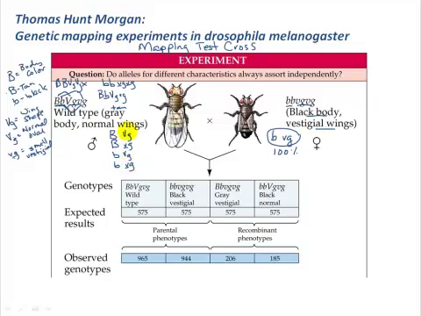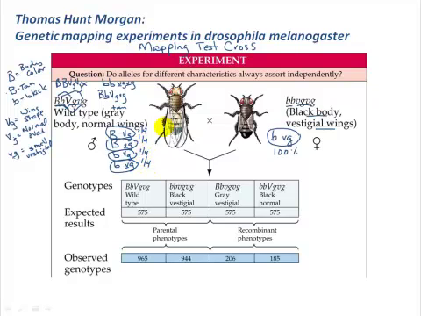And here they are. So if we think about it, 1/4 of the gametes would be expected to have the dominant allele for both. 1/4 would have the dominant allele for the color gene, recessive allele for the wing shape gene. 1/4 would have the recessive allele for the body color gene, dominant allele for the wing shape gene, and 1/4 would be expected to have the recessive allele for both, right? 1/4, 1/4, 1/4, and 1/4.